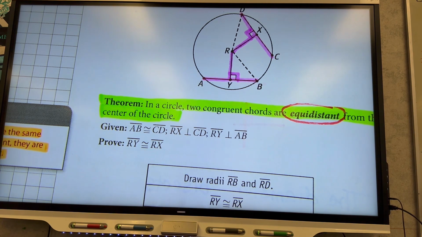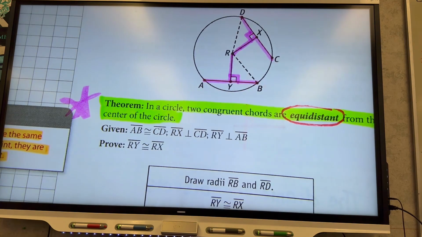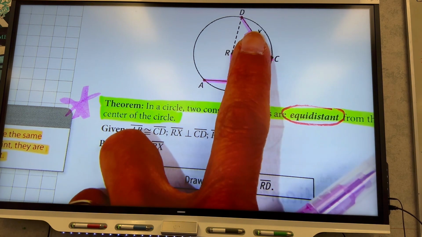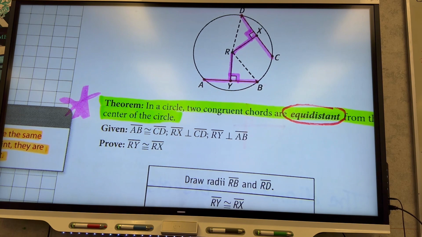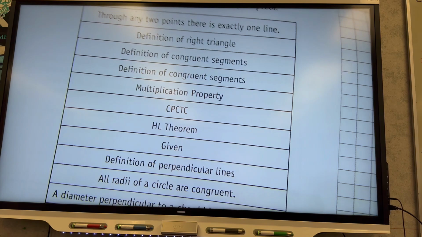So we get to use this as common knowledge. So this is going to be a proof that you're going to be using a lot. As long as you have two chords that you know are congruent, and they're in the same circle, you can assume that they're going to be equidistant from the center because of this theorem. So now you get to add that to your toolbox. All right, go ahead and turn the page twice because the next page is also the same proof.